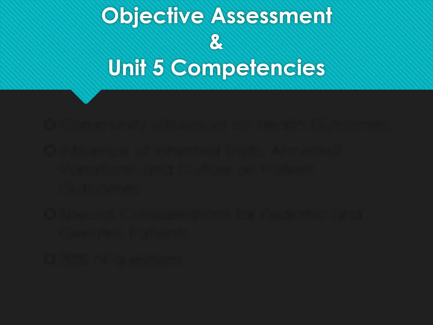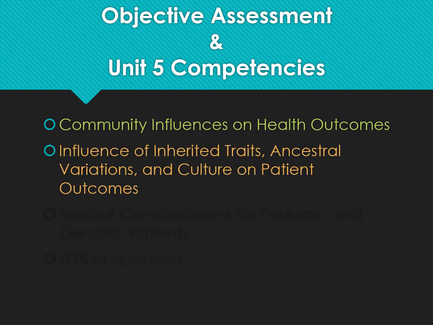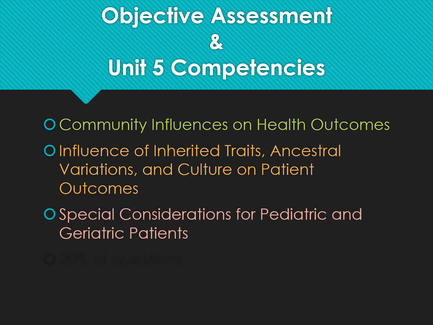I wanted to review the Unit 5 competencies and the subtopic areas that will be included on the objective assessment. The first topic is community influences on health outcomes. Second, influence of inherited traits, ancestral variations, and culture on patient outcomes. And third, special considerations for pediatric and geriatric patients. 20% of exam questions will be comprised from these 3 subtopic areas.